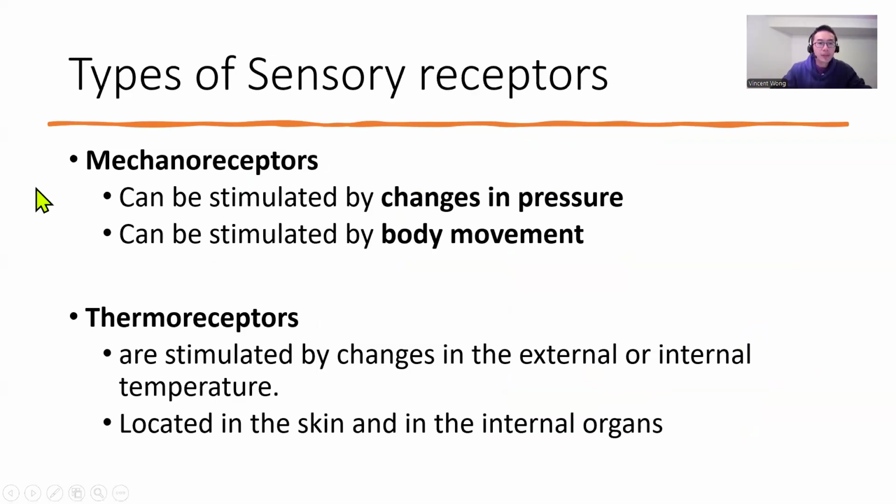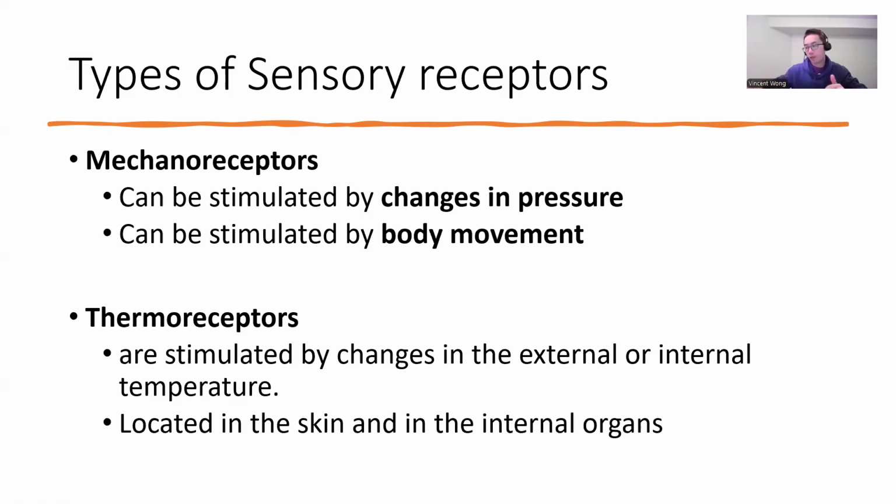So let's go through the different types of sensory receptors. First, we have mechanoreceptors. Mechanoreceptors are stimulated by changes in pressure. When we talk, we create sound. Sound is basically changes in pressure in the air, essentially. And when that change in pressure hits the ear, as you will see, that is interpreted as sound.